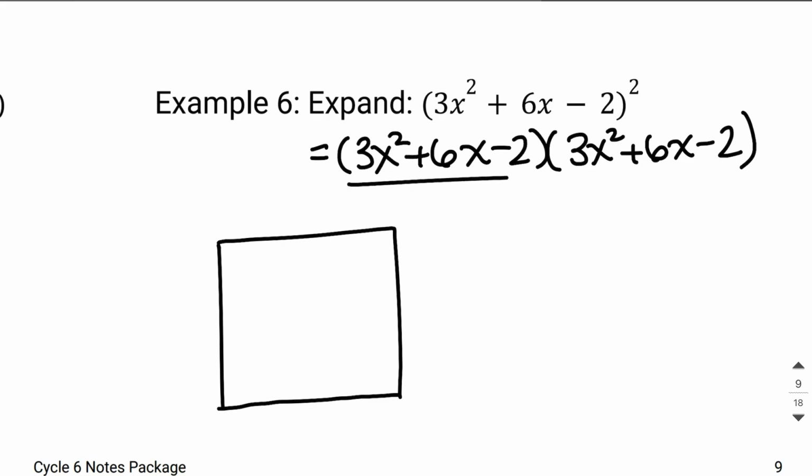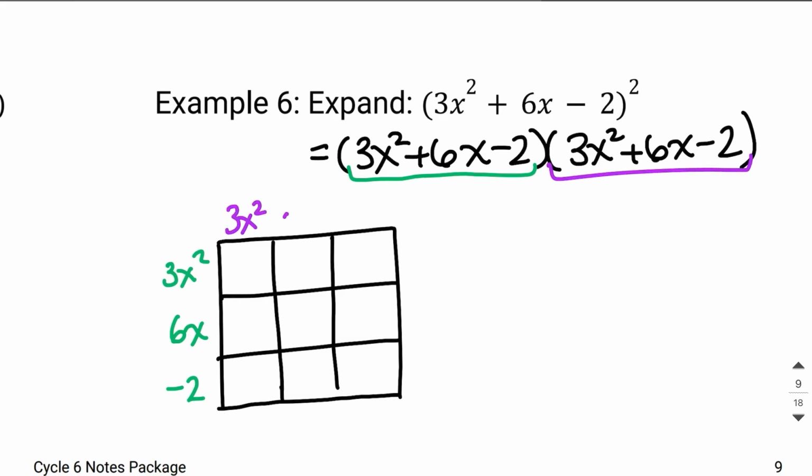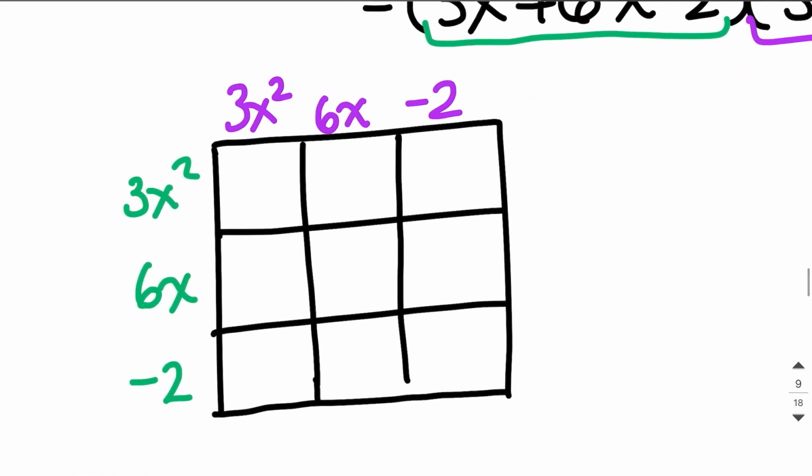So because this is a 3 by 3, I'm going to draw in 3 by 3 in my box as well. And this first bracket right here, I could put on the top or on the side. This time I'm going to put it on the side. Make sure that you put your signs there. The second bracket I'm going to put on the top. And then here, I'm just going to go ahead and distribute through, which is really essentially what we're doing anyways.